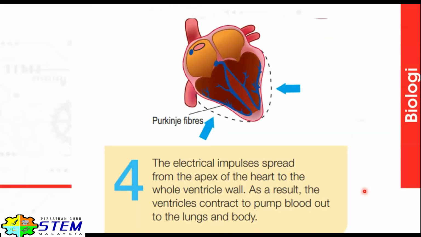Event number 4, the electrical impulses spread from the apex of the heart to the whole ventricle wall. As a result, the ventricles contract to pump the blood out to the lungs and the body. Alright? Okay, so the left ventricle will pump the blood to the whole body, while the right ventricle will pump the blood to the lung.